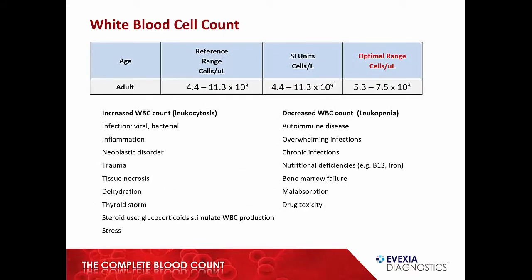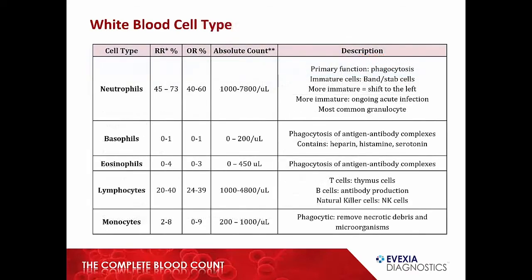So this slide shows the optimal and reference range for the white blood cell count, and also conditions that would cause an increase in the WBC count, leukocytosis, and a decrease in the WBC count, leukopenia. Now, this table reviews the type of white blood cells, the reference range percentage, the optimal range percentage, and the absolute count, and also a description of each type of white blood cell.